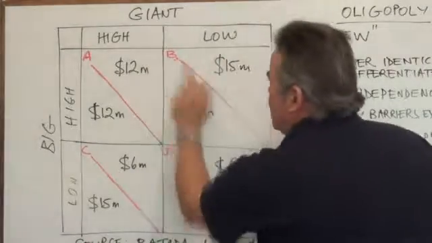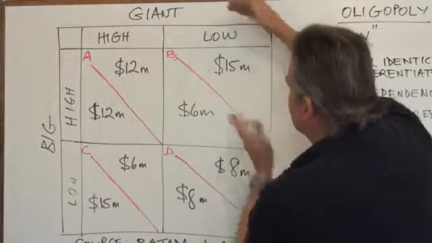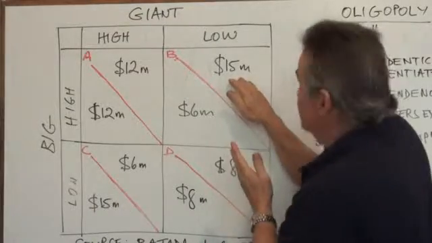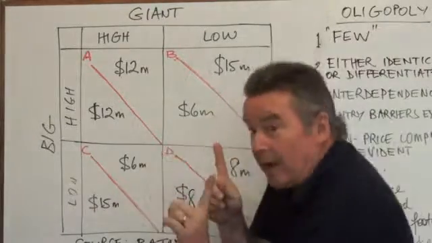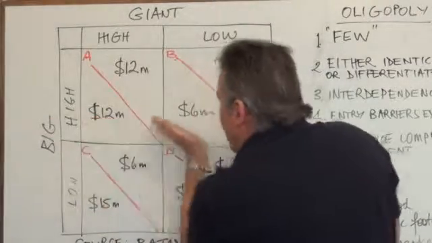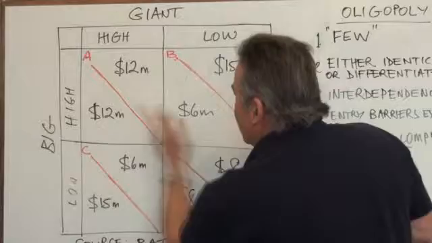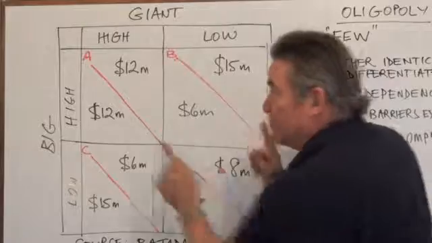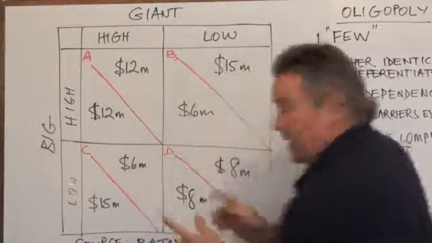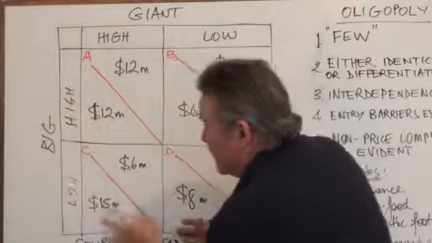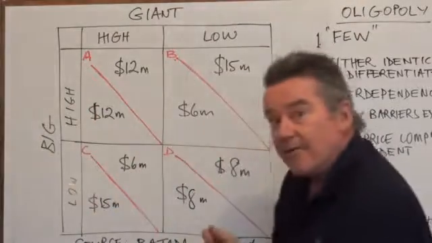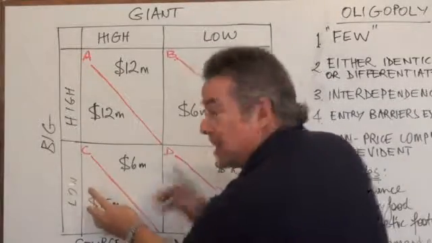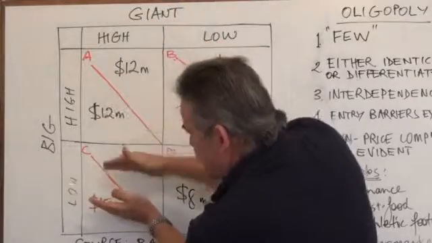Box B tells us that if Giant adopts a low price, they can actually raise their industry profits to 15 million as long as Big stays high. Giant will go to 15 and Big will see their profit share fall to 6. So that outcome is good for Giant, but it does depend on Big staying high. Now, for Big, if they go low, they see their profit share rise to 15 million, and of course that's a good outcome for them, but that depends on Giant staying high.